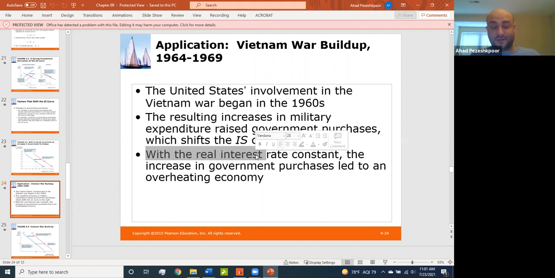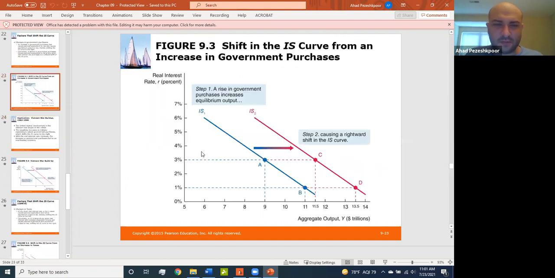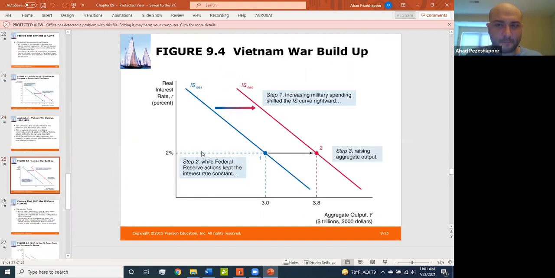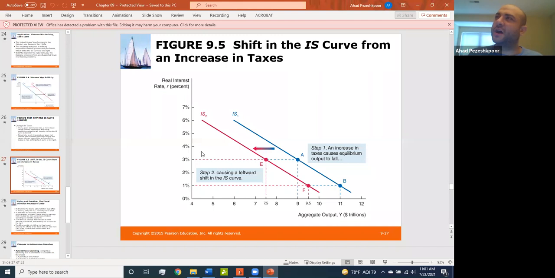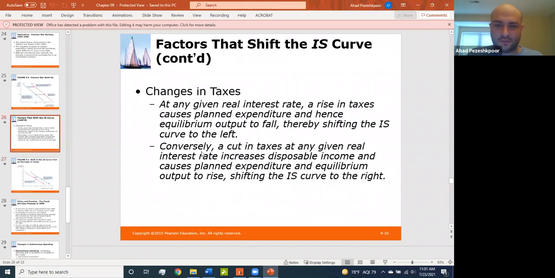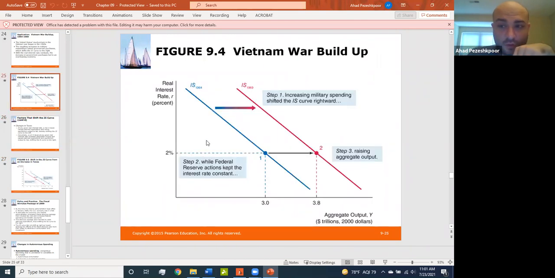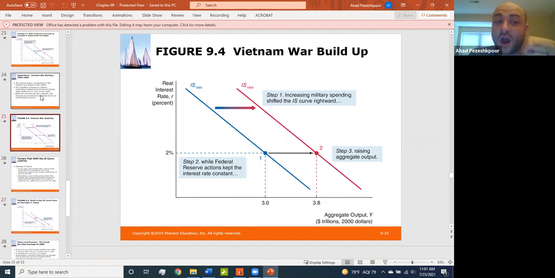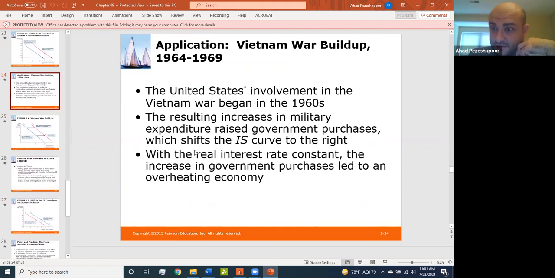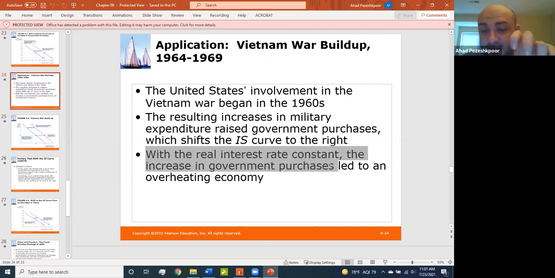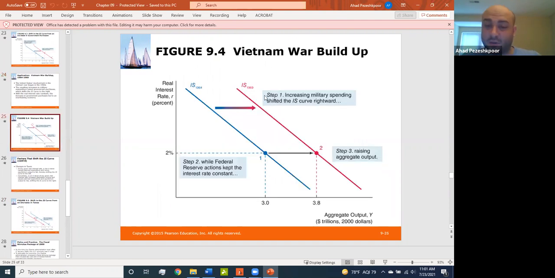The economy in the 60s grew, but then something really bad happened after that, which kind of happened all over the world after it happened in the United States. And it was very high inflation rates. When the real interest rate is constant, the increase in government purchases led to an overheating economy. This is what happened.